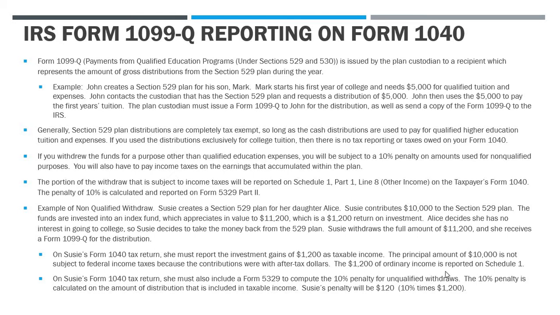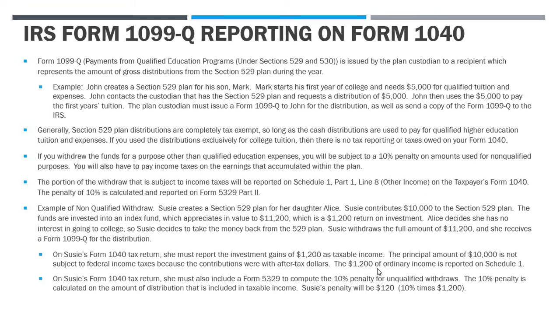So the $1,200 in ordinary income is reported on Schedule 1 of the Form 1040. So it's Schedule 1, Part 1, Line 8, Other Income, is where you would report the amount of income that's subject to tax. So that would be the $1,200 for Susie.